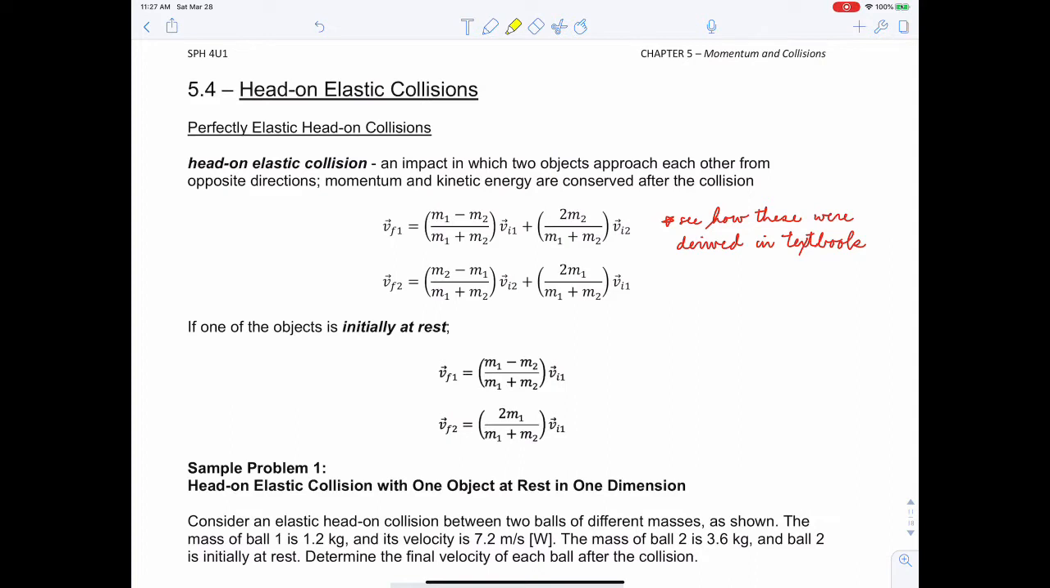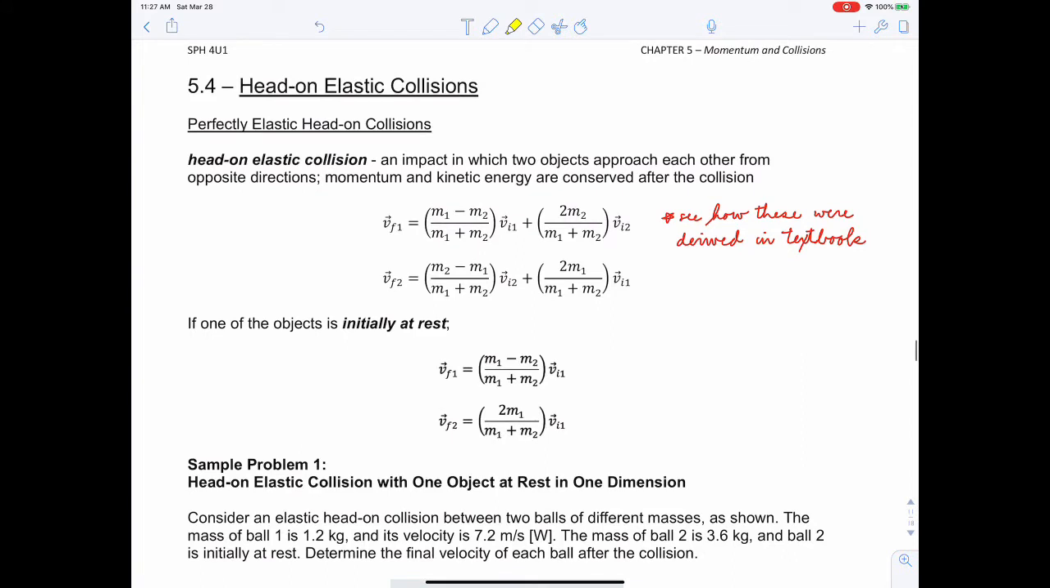In fact, we can combine these two concepts, conservation of momentum and conservation of kinetic energy, to allow us to come up with simplifications in the equations that allow us to determine the final velocity of object number 1 and the final velocity of object number 2. You can take a look in your textbook to see how these equations were derived. In fact, it's kind of helpful to understand where they came from. You're not responsible to derive them yourself, but I do recommend that you take a look.